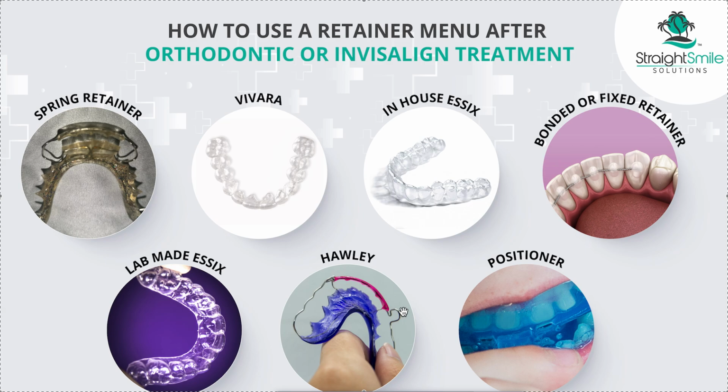Okay, next option would be the Vivera retainer. The Viveras are very similar to in-house and lab-made Essix, but they are made by Align Technology, the Invisalign company. That means we're not making them ourselves. Our neighborhood-friendly lab is not making them. Only Align Technology in Juarez, Mexico is making it. So it's going to be branded and come in the Invisalign box. The other benefit is quality control, they do a really, really good job.